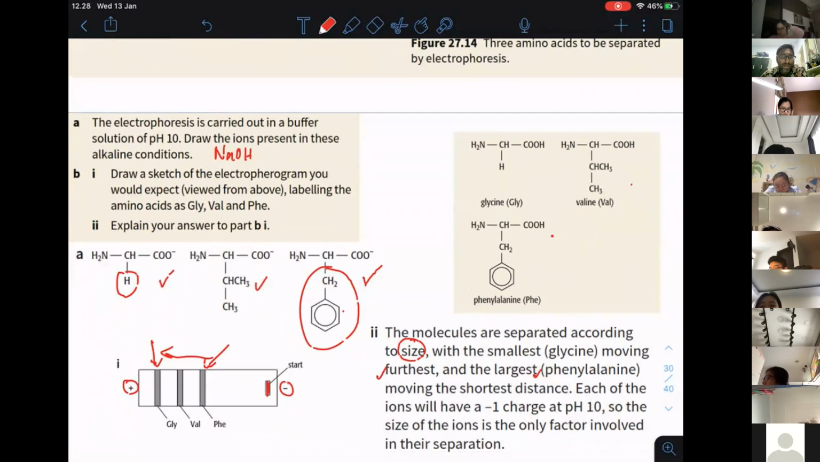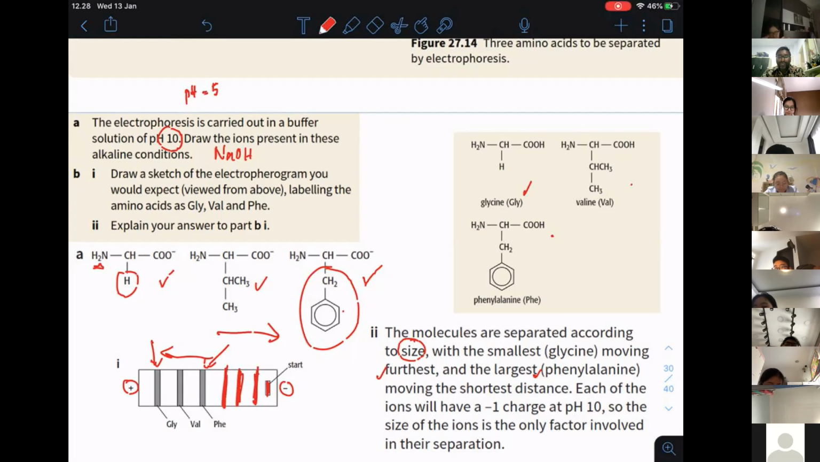If you have smaller ones, for example glycine, then they will be separated more. So in this case, if we change this question to pH equals 5, what is going to happen is that you will have NH3+. So all of them are positively charged, and they move more towards here. All the bands will be coming over here, closer to the negative.